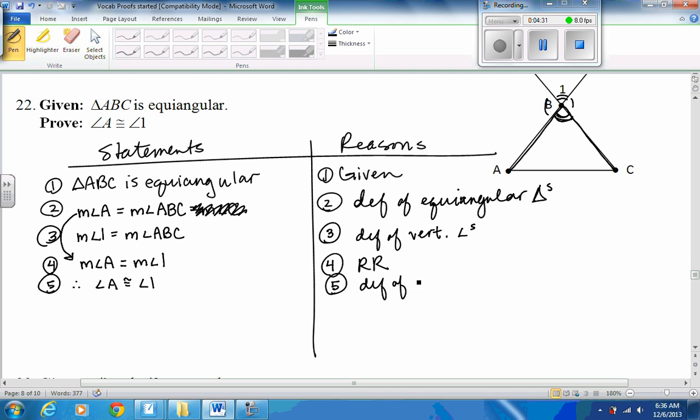Definition of congruent angles. To prove something congruent, that means you have to show all the measures are the same. And with an angle, there's only one measure. So when you get that one measure, that is showing all of the measures the same. And by the definition of congruency, or what it means to be congruent, those 2 things would also be congruent.